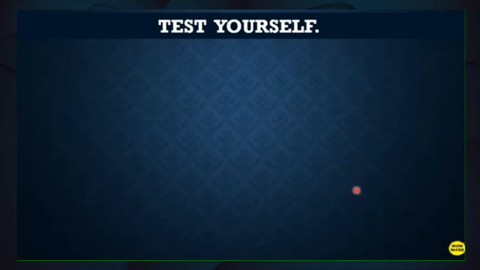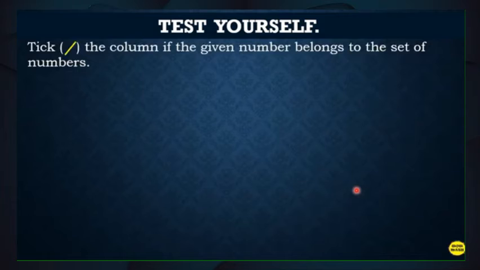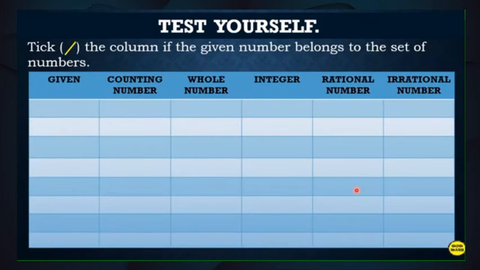So, let us have an example. So, test yourself. Tick the column if the given number belongs to the set of numbers. I have here, you may pause the video so you can try to answer and then check your answer. Okay? So, if I have 0, so 0 is a counting number, whole number and an integer. Since 0 is under whole number, therefore, this is also under integer. Okay? And since integer is a subset of rational numbers, therefore, 0 is also a rational number.